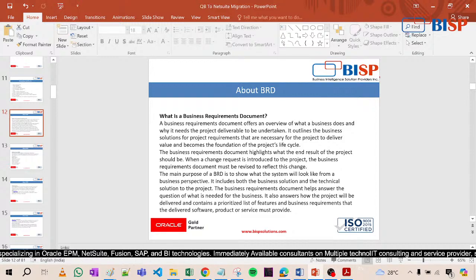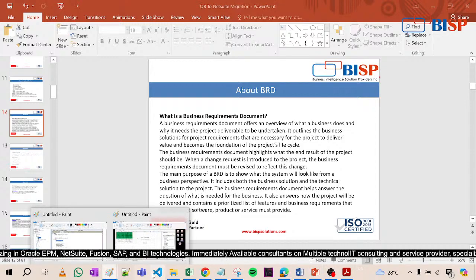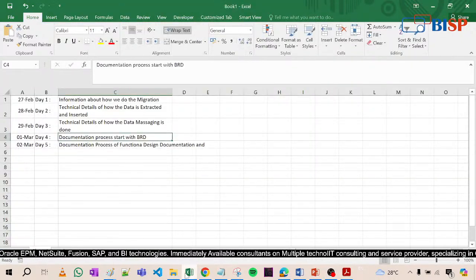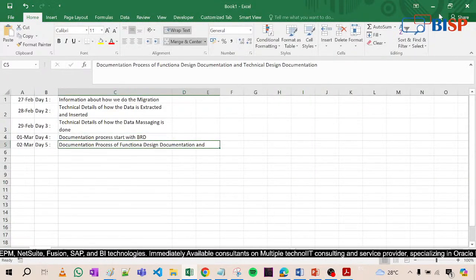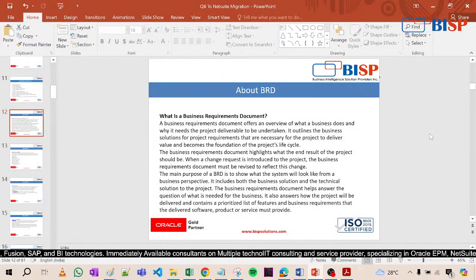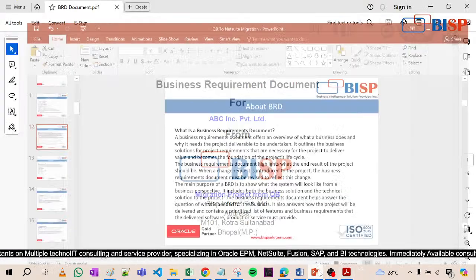Okay, so in our next session we will see the documentation process of the functional design and technical documents. In tomorrow's session I will show you the remaining two documents, how to write them. So guys, please go through this session, and if you have any difficulty, you can write it in the comment box. This was all about the BRD.